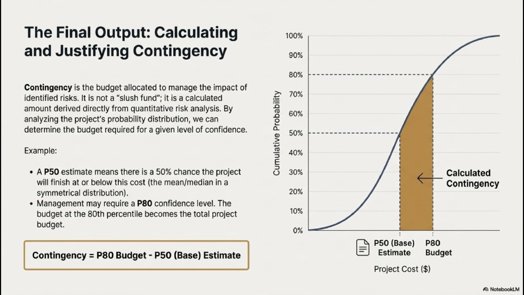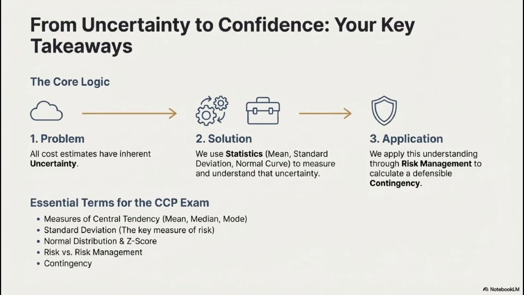Let's tie it all together. The problem: all estimates have uncertainty. The solution: we use statistics, mean, standard deviation, the normal curve, to measure it. The application: we apply this through risk management to calculate a justified contingency.